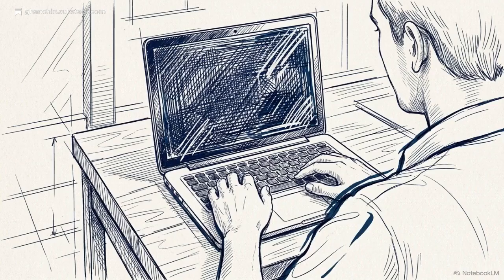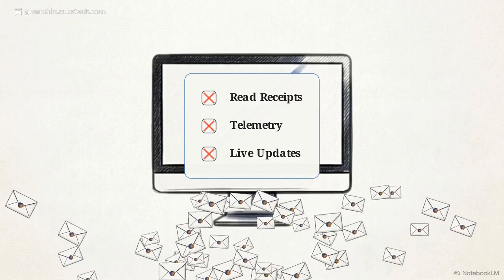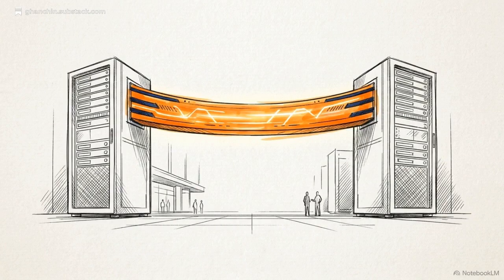The second that file lands on an attendee's local device, the organizer loses visibility. There are no read receipts, no telemetry, and no ability to update the schedule without blasting out a new email. Overcoming this limitation requires replacing the static file with a live connection.